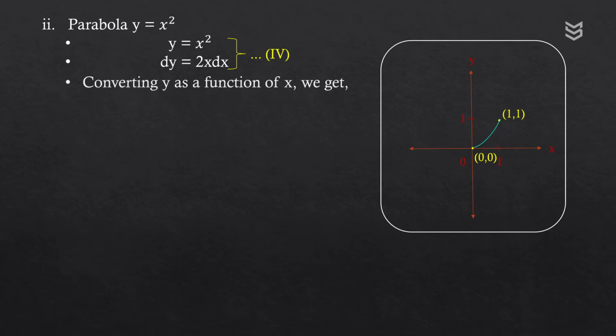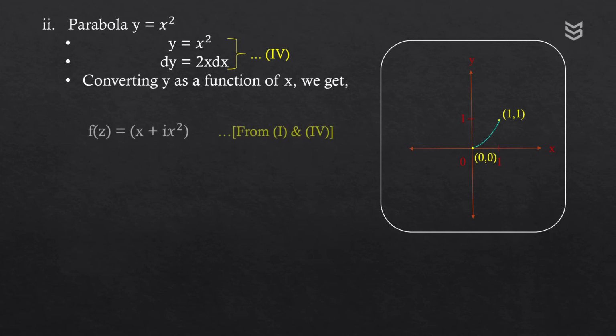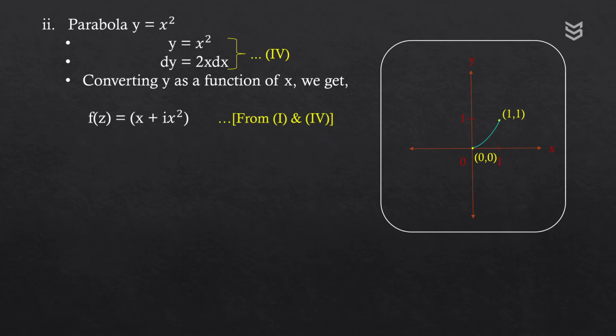In the third step, we convert f of z and dz into a single variable. In this equation we convert y as a function of x, as it will be easier to simplify; otherwise we'll get the equation in fractions. Thus, from 1 and 4, we get f of z equals x plus ix squared, and from 2 and 4, we get dz equals dx plus 2ix dx.